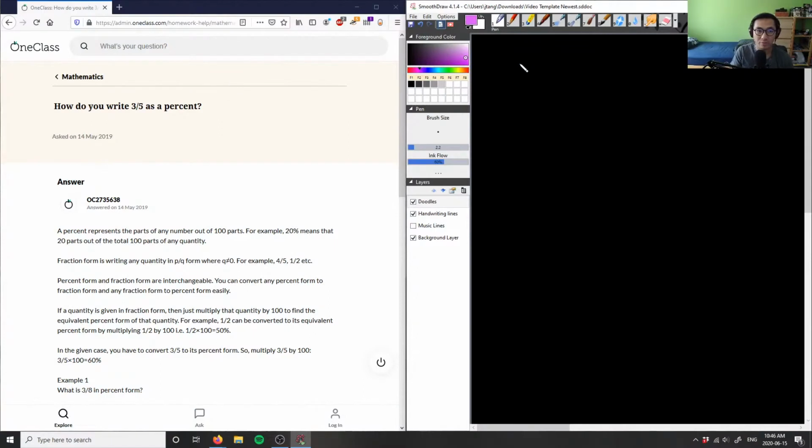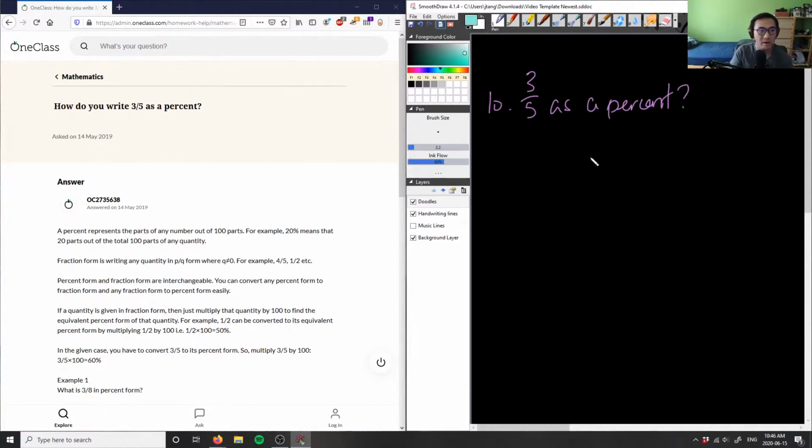It's asking us, how do you write 3/5 as a percent? 3/5. Maybe I'll use a little bit lighter color here. 5 as a percent. So what we can do here is, what do we have here?